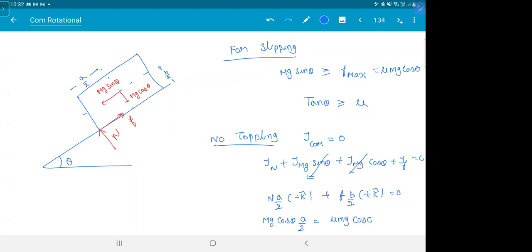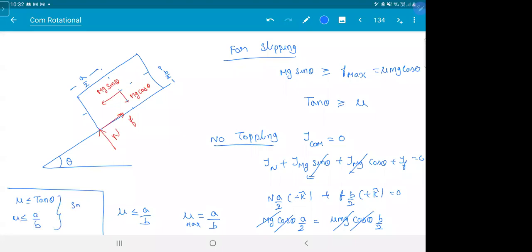Minus minus will cancel. So mg cos theta will cancel. You end up with mu is a by b. This is again maximum. Meaning mu should be less than or equal to a by b. So these are the two conditions. Which one will you take? Take the smaller one. So mu is less than tan theta, mu is less than a by b. You have to take the smaller one. So for that, numbers will be given.